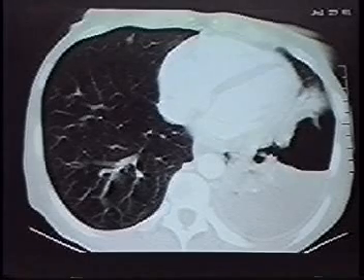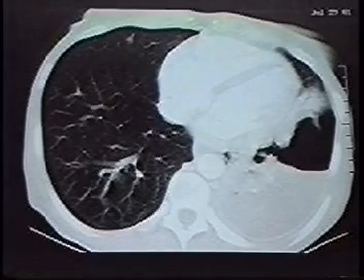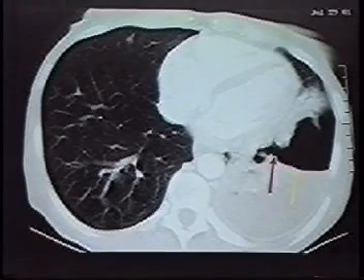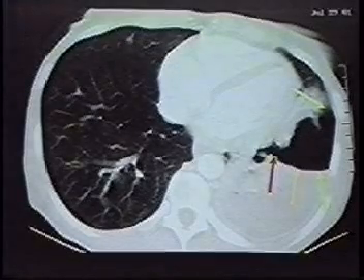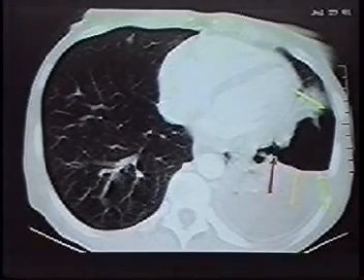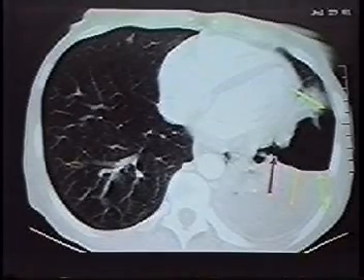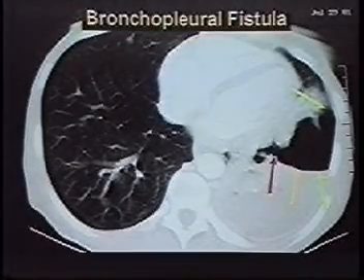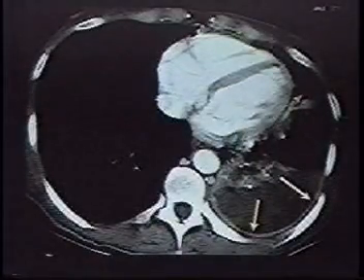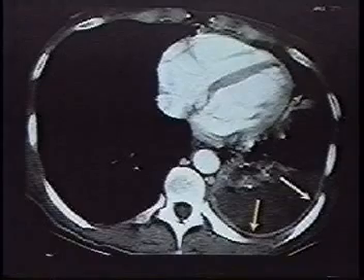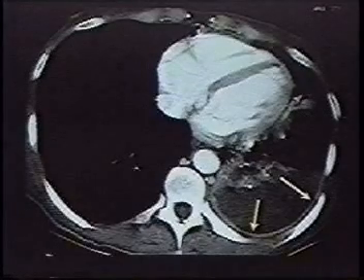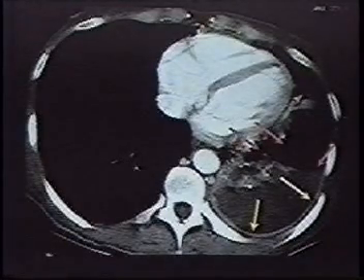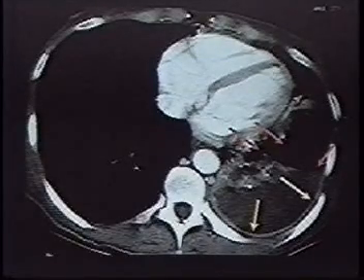CT is valuable for determining the morphology of the bronchopleural fistula. Note the dilated bronchus leading into the abscess cavity, which in turn penetrated the pleura into the pleural cavity, resulting in an air fluid level. And on the soft tissue images, there is extensive enhancement and thickening of the parietal pleura as a result of the empyema from the bronchopleural fistula formation. Again, we can see the communication between the bronchus into the abscess cavity and finally into the pleural space.